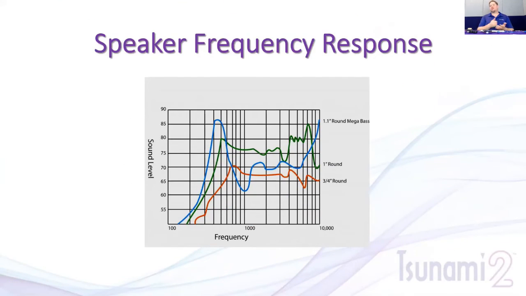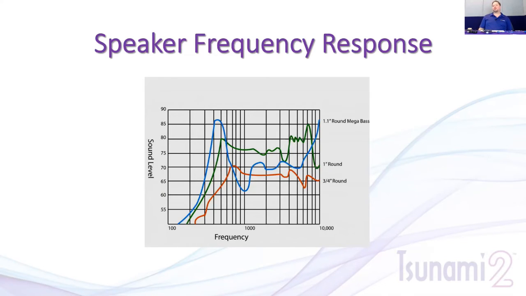Now, looking again at the frequency chart, this is one of the things we talked about, and so here's a few different frequency ranges of some of our speakers that we have in our product line. You can see how the 1.1 inch mega bass speaker has a really good low to mid range. It kind of fizzles out and then drops down towards the top of the frequency range, whereas some of the other ones are about in the mid range as well.